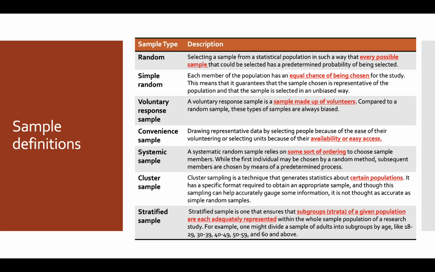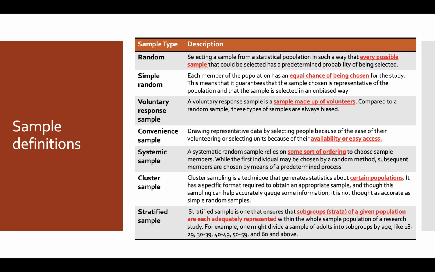Now, a simple random sample is that each member of the population has an equal chance of being chosen for the study. This means it guarantees that the sample chosen is representative of the population and is selected in an unbiased way. So, for example, you're going to randomly select somebody, and then you're going to go back to the same bucket and pull again. And then the same bucket and pull again. So you're not throwing away any of those that may have already been selected.